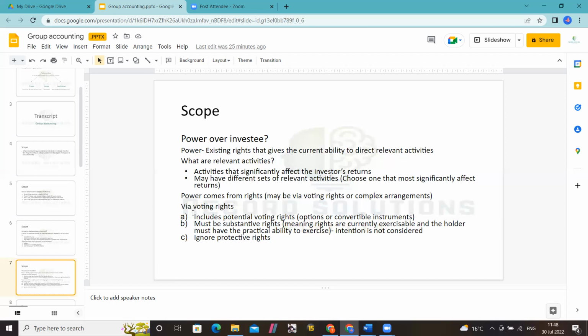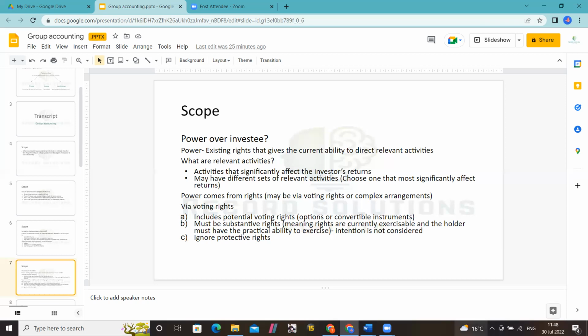So that the details of the contract, so that power can originate via two things. First, voting rights. This is the one that you are used to, I'm sure. If you own more than 50% of the company, you control it, right? That is the most common one, the voting rights one. Or complex arrangements, which is not via voting rights, it's via these arrangements.